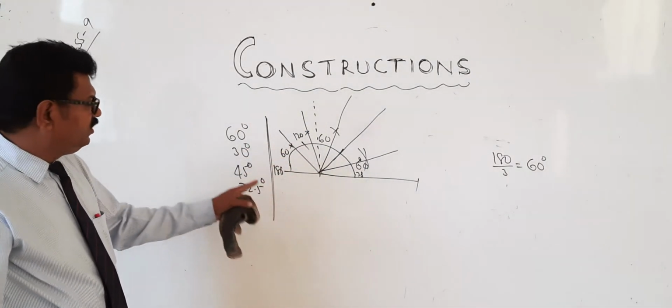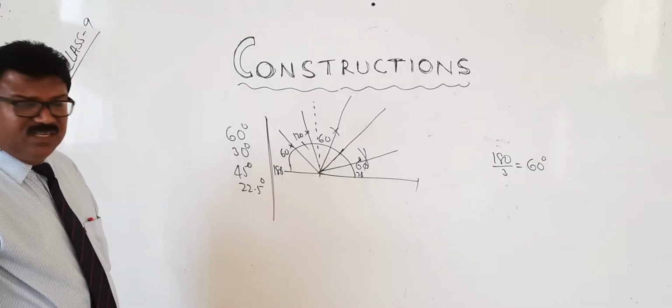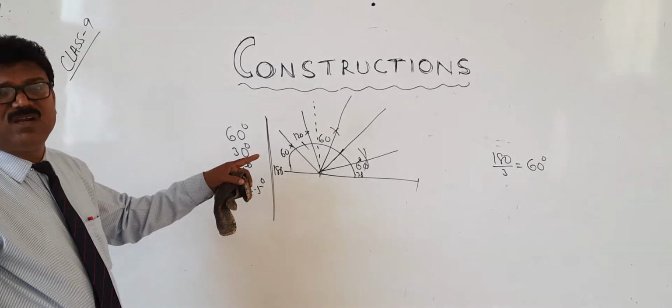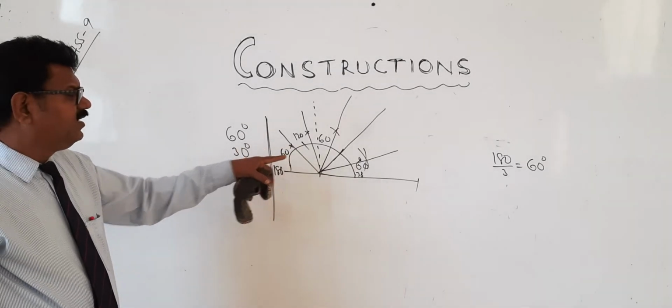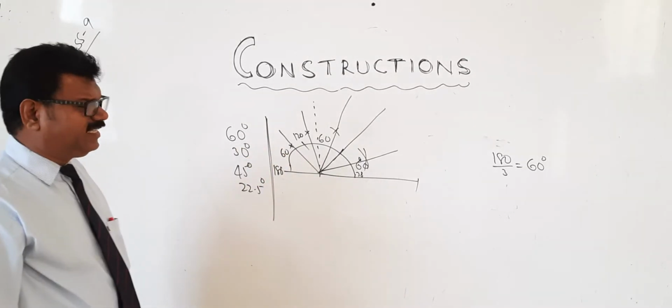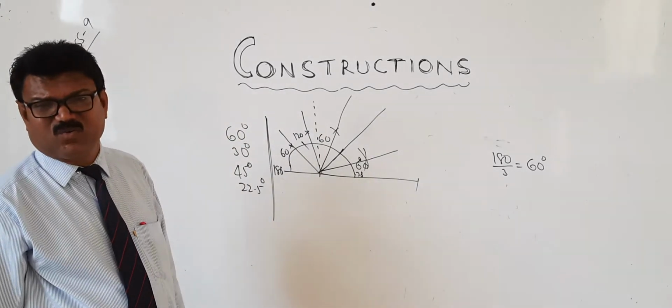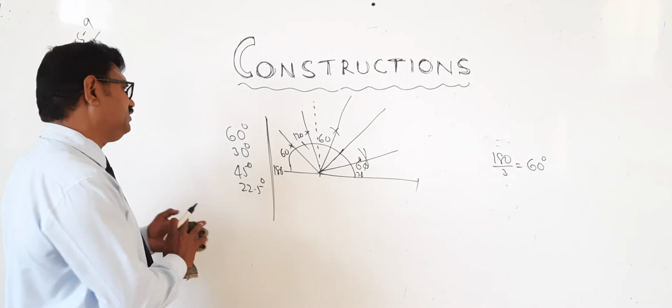Therefore, like this you can draw the angles with the help of compass and ruler. We are not using any protractor. If you use a protractor, then it is not a construction. It is a mechanical one. Okay? Did you understand? Yes.